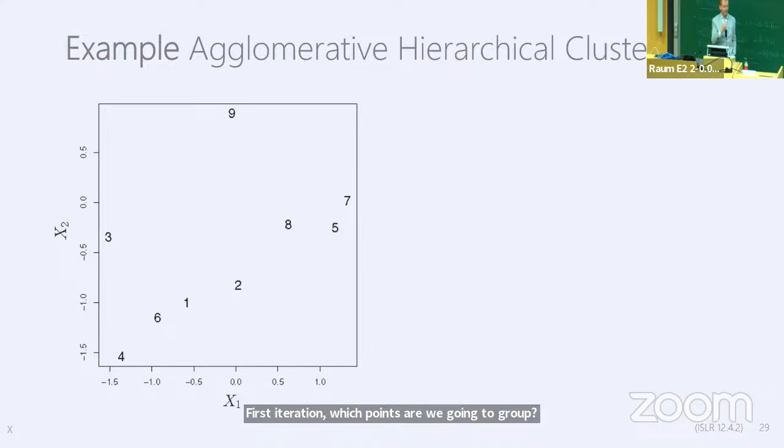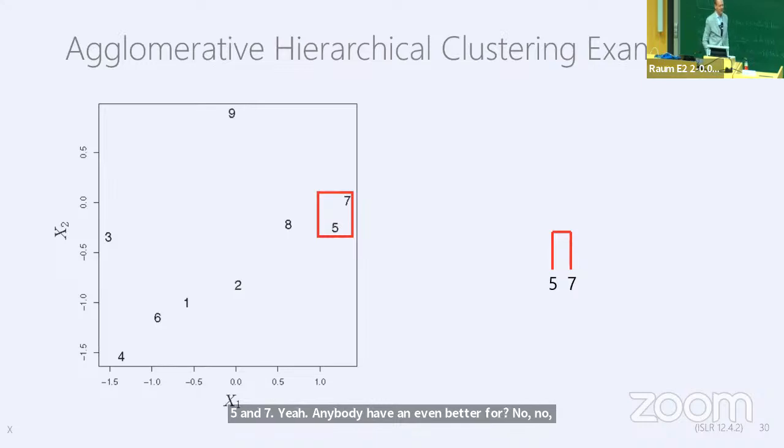Which two points would you group together? 6 and 1? Okay, does anybody have two points that they want to group together even more eagerly? 5 and 7, yeah. Anybody have an even better one? No, okay. I'm sorry, 5 and 7 was indeed the correct answer here, but 6 and 1 is also quite close, so I'm going to count it half correct. Good. Next up, 6 and 1.